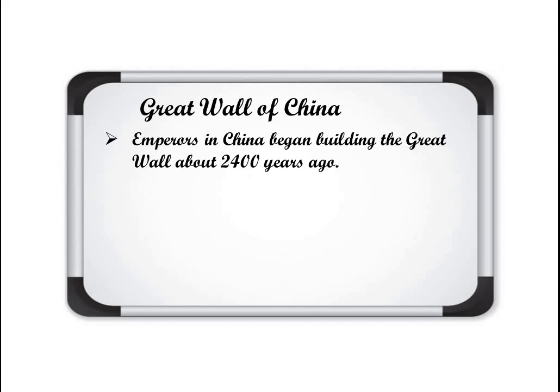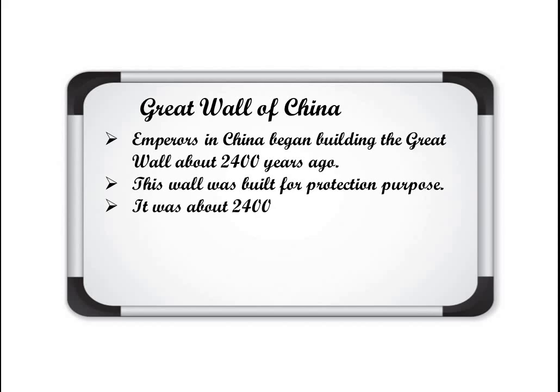While Ashoka was spreading the message of love and peace here, at that time the Chinese emperors were building the Great Wall of China. What was the reason behind it? This wall was built basically for protection. They wanted to protect the country from outsiders.